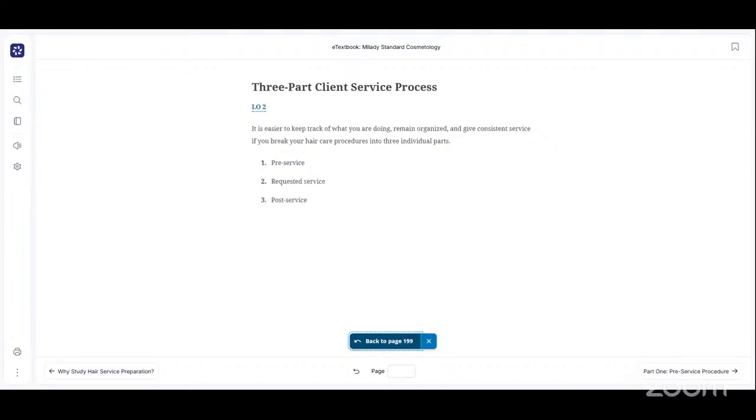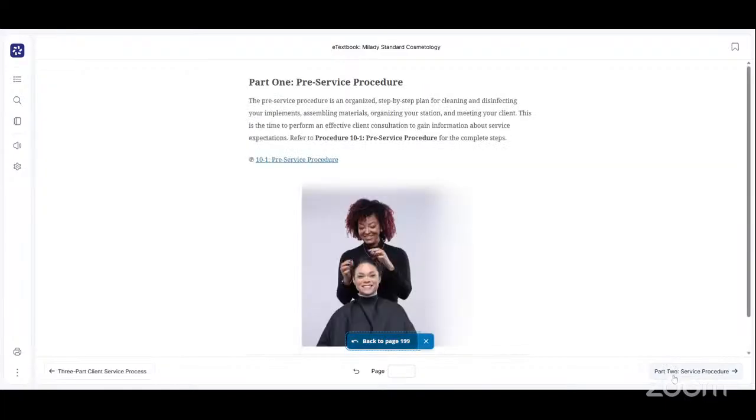Okay. So pre service, the setup. Requested service, I'm working. Post service, afterwards. All right. So there's a 3-part client service process. Let's look at part 3.